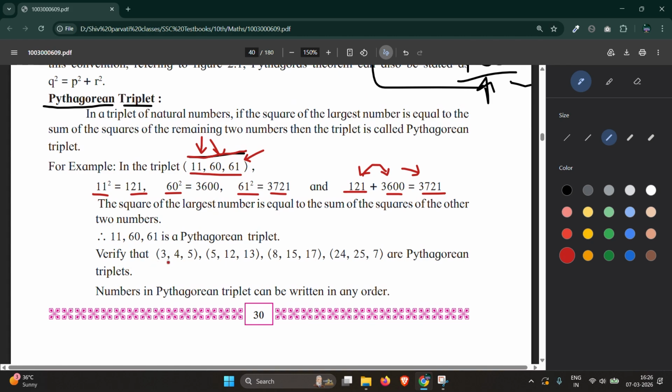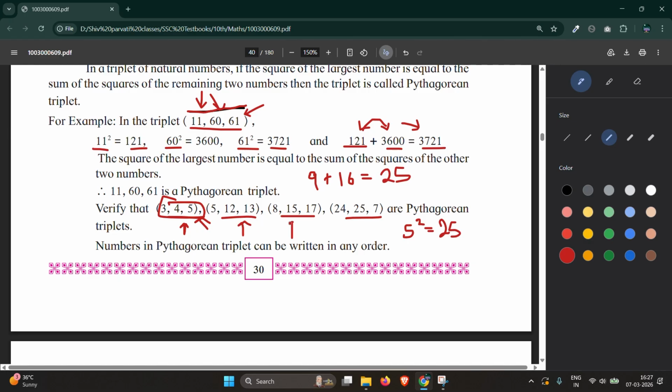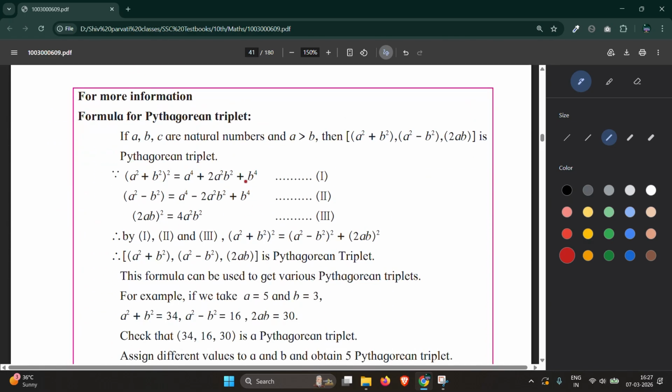It tells us to check that all these are Pythagorean triplets as well. We are not going to do that for all of them, but 3, 4, and 5 are very easy. You can just check this. 3 squared would be 9, plus 4 squared would be 16, and 9 plus 16 would be equal to 25. And as you can see, 5 squared, which is the biggest number, also equals 25. So that means this is a Pythagorean triplet. As practice, try to verify all of the other ones on your own.